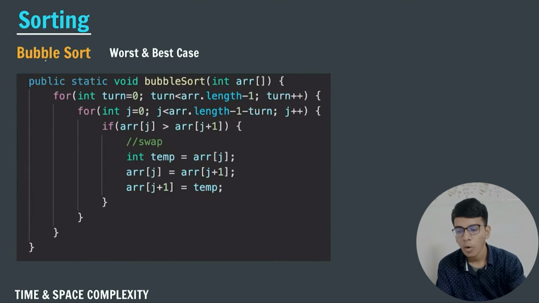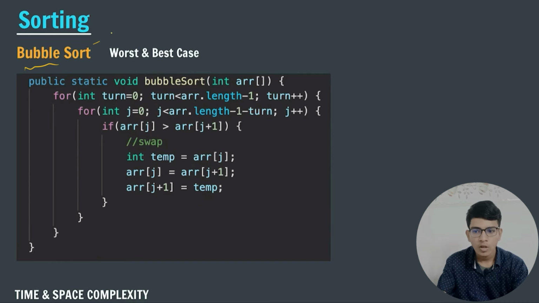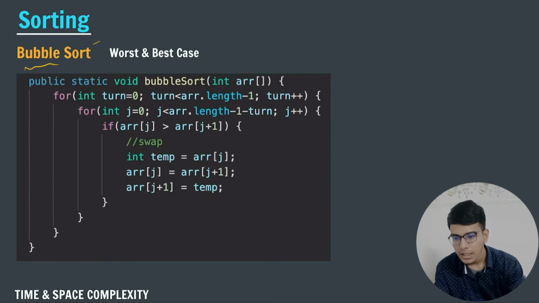Now let us talk about what the time complexity of bubble sort is. We already know that the time complexity of bubble sort is big O of n square. Now we are going to see how we got big O of n square for bubble sort. Here we have a function, public static void bubble sort, in which we are passing our array arr.